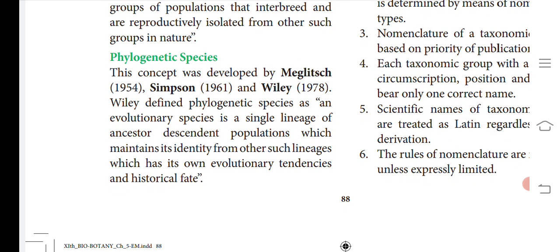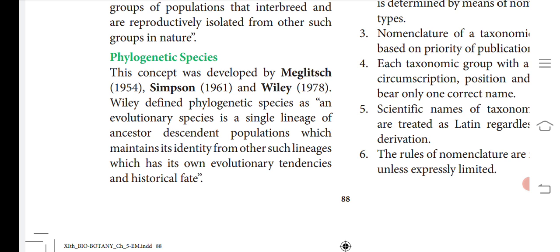Then coming to phylogenetic species, this concept is given by Mayr, Simpson and Wiley. So Wiley defined phylogenetic species as an evolutionary species. Okay, it is a species of evolutionary nature, an evolutionary species, a single lineage of ancestor-descendant populations which maintains its identity from other such lineages. Do you follow?